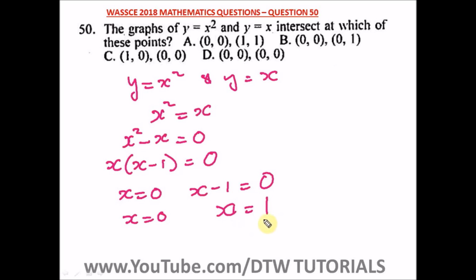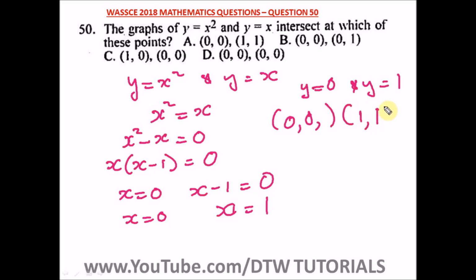Taking minus to the other side, we have what? 1. All right, so putting in the values of x equal to 0 and x equal to 1 into any of these equations, we're still going to have what? Y is equal to 0 and y is equal to what? 1. All right, so from here, our points will be what? 0, 0 and what? 1, 1. All right, so this will be our point, and our right option here is option A.